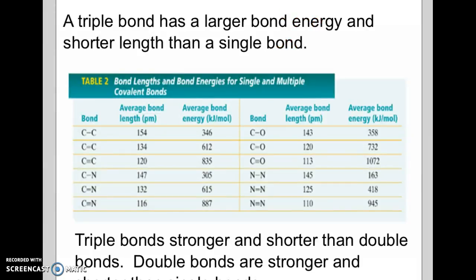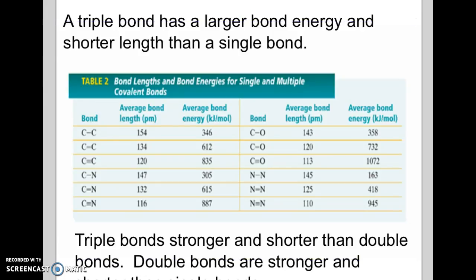The other thing to recognize here is that a triple bond has a larger bond energy and a shorter length than a single bond. So here's a chart, and you'll notice there's a carbon-carbon single bond here. When you look at that carbon-carbon single bond, it has an average bond length.